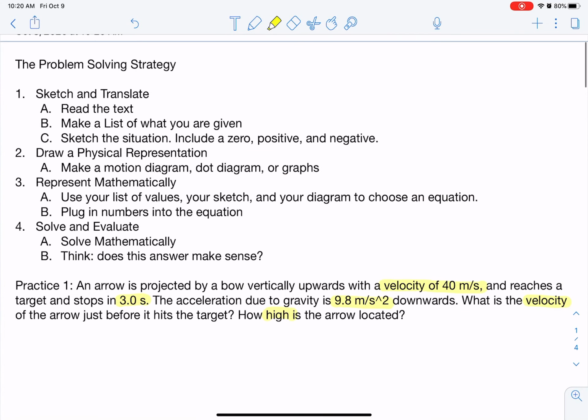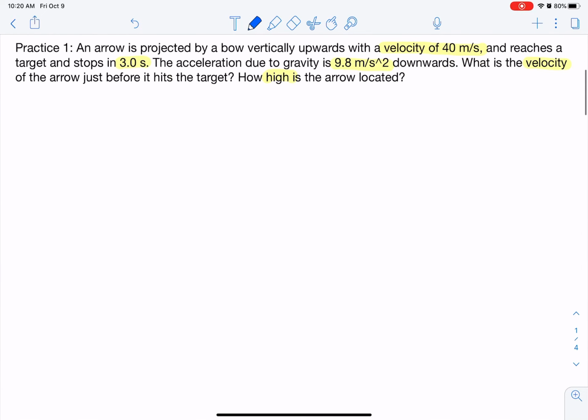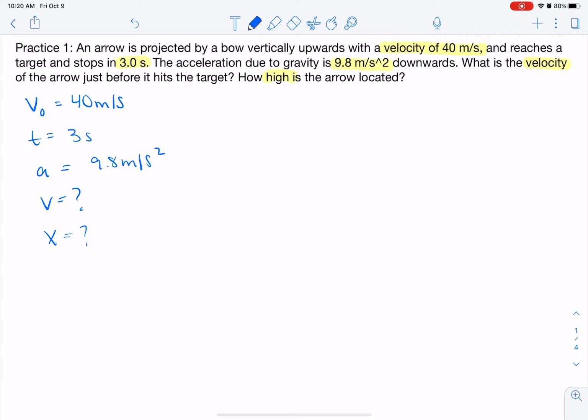Okay, so I'm going to go to my first step. I read the text. Now I'm going to make a list of what I'm given. I know my starting velocity, or initial velocity, is 40 meters per second. I know my time is 3 seconds. And I know my acceleration is 9.8 meters per second squared. I don't know my final velocity, and I don't know my final position. When I say how high, that means I need to figure out the position.